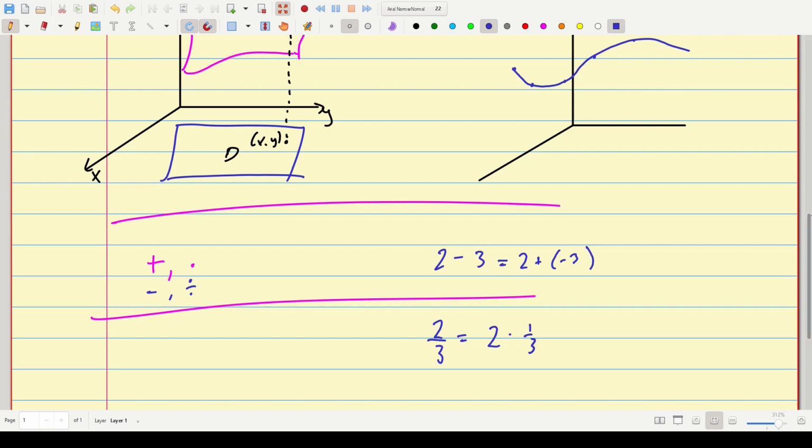Multiply by the multiplicative inverse. Okay, we don't need subtraction and division. They don't exist. Okay, and I actually had a student in another one of my classes who asked me a question about the order of operations because they were confused about something.